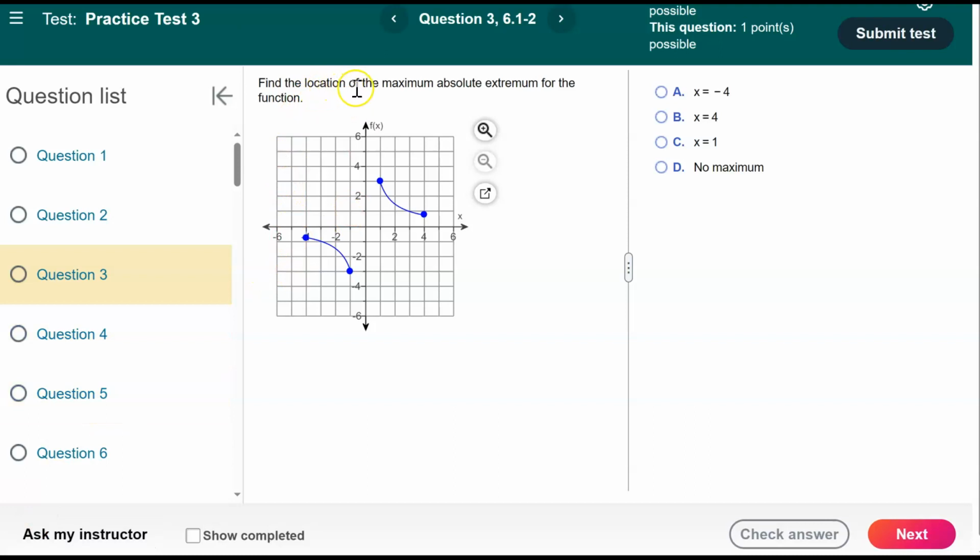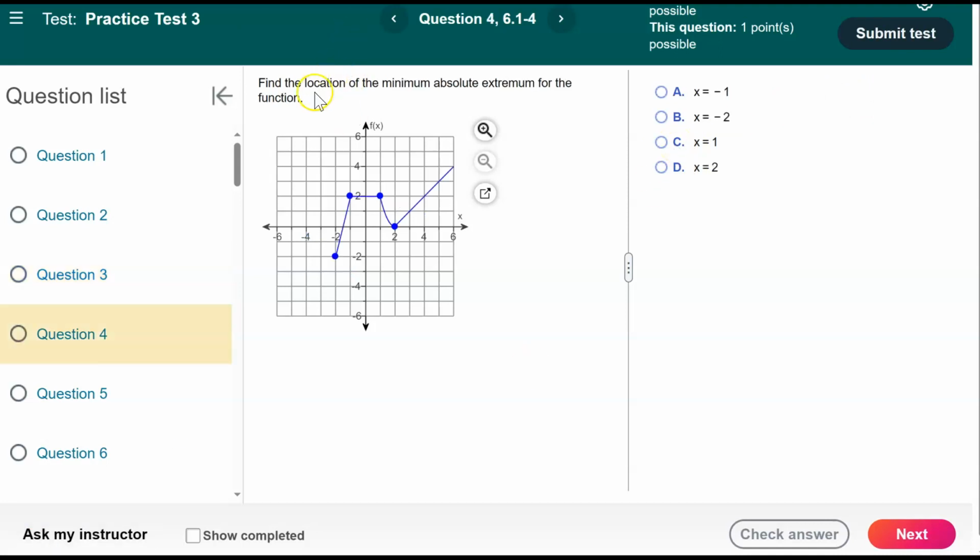Find the location of the maximum absolute extremum for the function. So take note, you are looking for the maximum absolute extremum. That means the highest point. So in this case here, you're just going to look at that highest point. This is the highest point of the function. So that means the location of this point is at x equals 1. So at x equals 1, this is the absolute maximum value of the function. The answer is letter C.